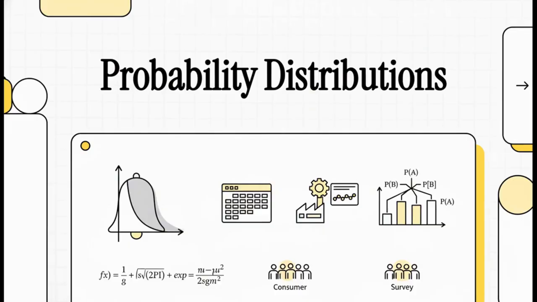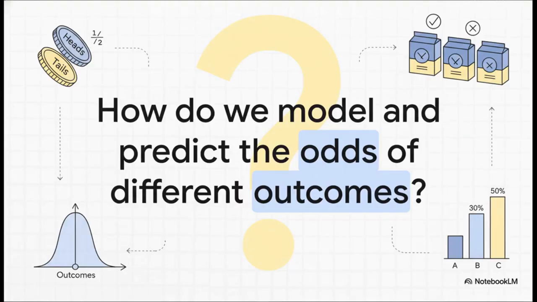Hey there, and welcome. You ever wonder how some businesses just know which products are going to be a hit? Or how scientists can sound so confident about their results? Well, a lot of the time, their secret weapon is one of the most powerful tools in all of statistics, probability distributions. And today, we're going to break down exactly what they are and how they help us make sense of a world that's, well, pretty random. So, let's get right to it.